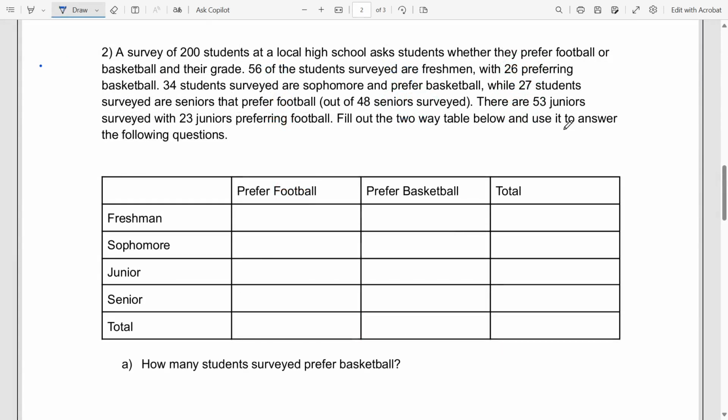All right, let's look at problem 2. A survey of 200 students at a local high school asked students whether they prefer football or basketball and their grade. This should be grade level. 56 of the students surveyed are freshmen and 26 prefer basketball. So 56 students surveyed are freshmen. So the total of the freshmen are 56 in the survey. 26 prefer basketball.